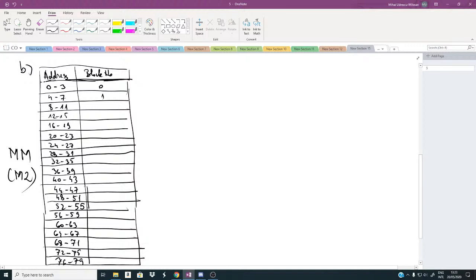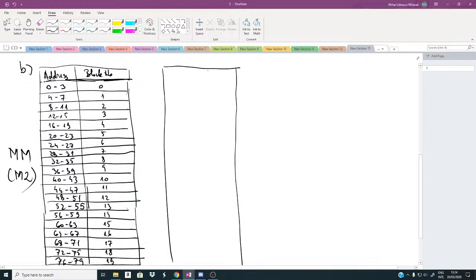So this is blocks 2, 3, 4, 5, 6, 7, 8, 9, 10, 11, 12, 13, 14, 15, 16, 17, 18, and 19. Now, let's see. Right, this is the address, this is the block number.